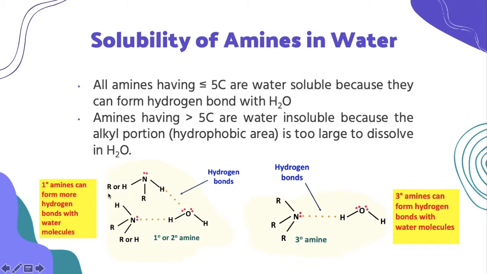So this is primary amine. Primary amine can form more hydrogen bonds with water molecules. If you compare with tertiary amines, they can form hydrogen bonds with water as well, but they can form a smaller number of hydrogen bonds compared with primary amines or secondary amines.